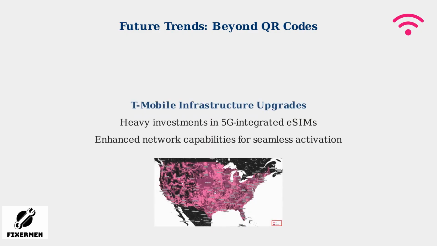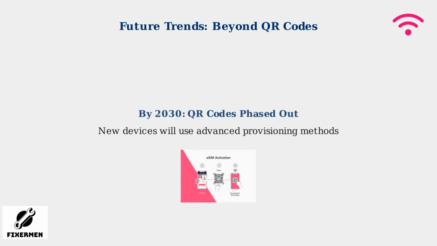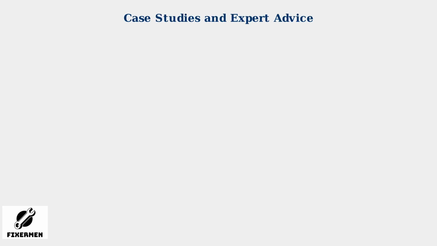T-Mobile is investing heavily in infrastructure upgrades to support 5G integrated eSIMs, enhancing network capabilities for seamless and reliable activation. By 2030, QR codes may be phased out completely for new devices, replaced by these advanced provisioning technologies that offer greater convenience and security. Let's examine real-world case studies and expert insights on T-Mobile eSIM activation challenges.